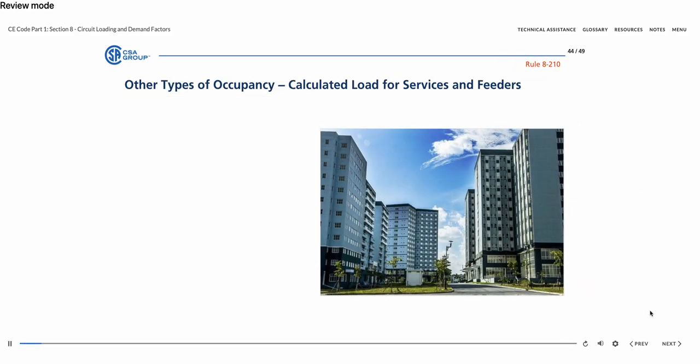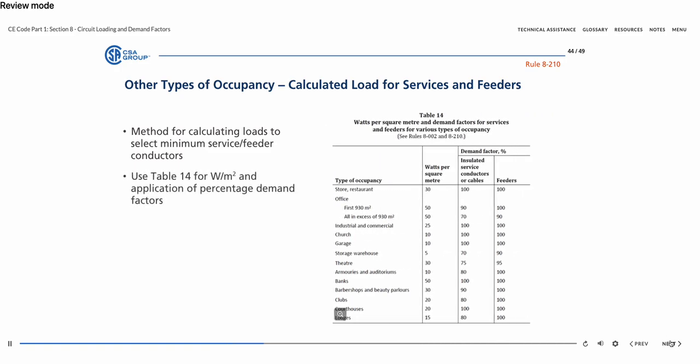The basic requirements for determining the calculated load for service or feeder conductors supplying building occupancies other than those covered in Rules 8-200 to 8-208 is provided in Rule 8-210. This rule establishes a method for calculating loads in order to select the minimum service or feeder conductors supplying other types of building occupancies. To establish basic loads, code users must refer to Table 14, which extends the concept of watts per square meter and the application of various percentage demand factors in calculating loads for services and feeders in different types of building occupancies.